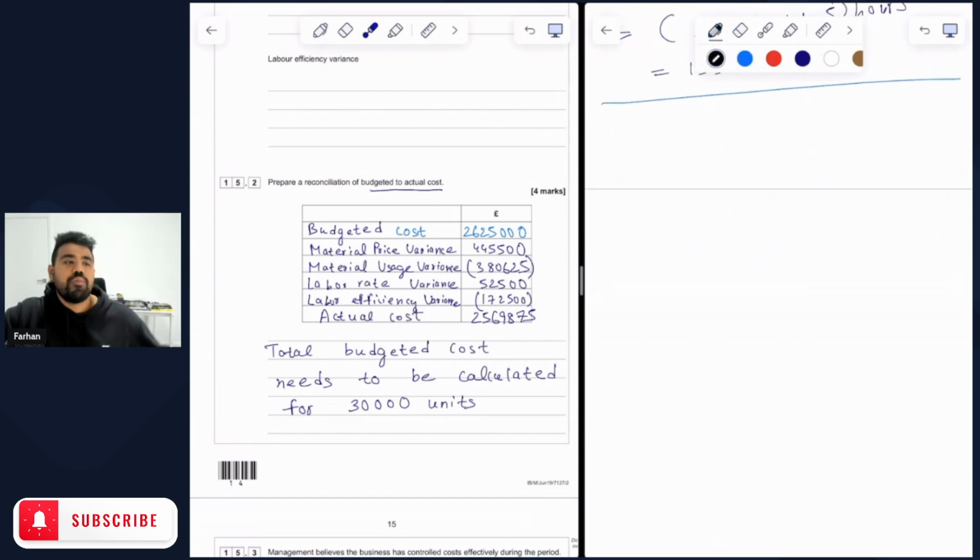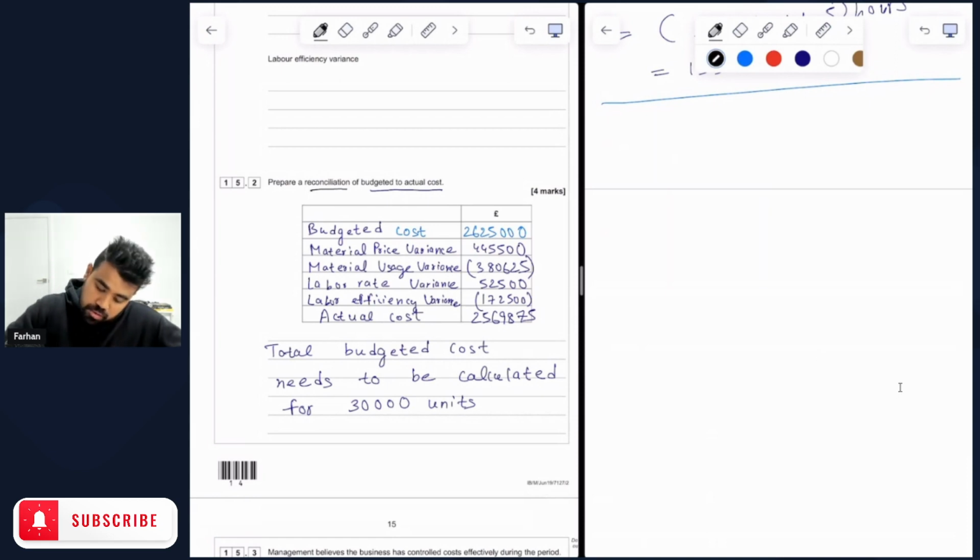So the reconciliation of budgeted to actual cost. If you want to do the reconciliation here, you have to do the reconciliation for the 30,000 units that we have actually produced in terms of volume. Otherwise, it doesn't make sense to reconcile if your budgeted numbers were derived based on 32,000 units, while the actual results are derived on 30,000 units. You have to ensure that the budgeted cost has been aligned for 30,000 units, which is the actual production volume. So how do we find the total budgeted cost for these 30,000 units?